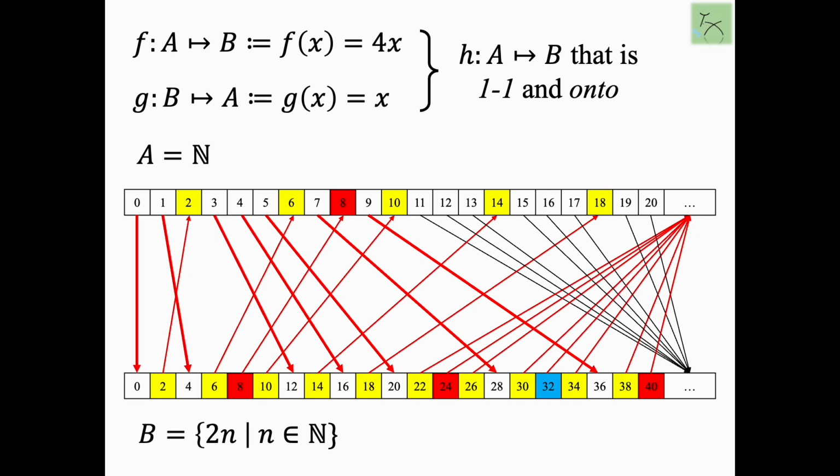Therefore, we have constructed a function h from A to B that is both one-to-one and onto B. This proves by construction that there is a bijective function from A to B, and hence A and B are equinumerous. The Schröder-Bernstein theorem is true.